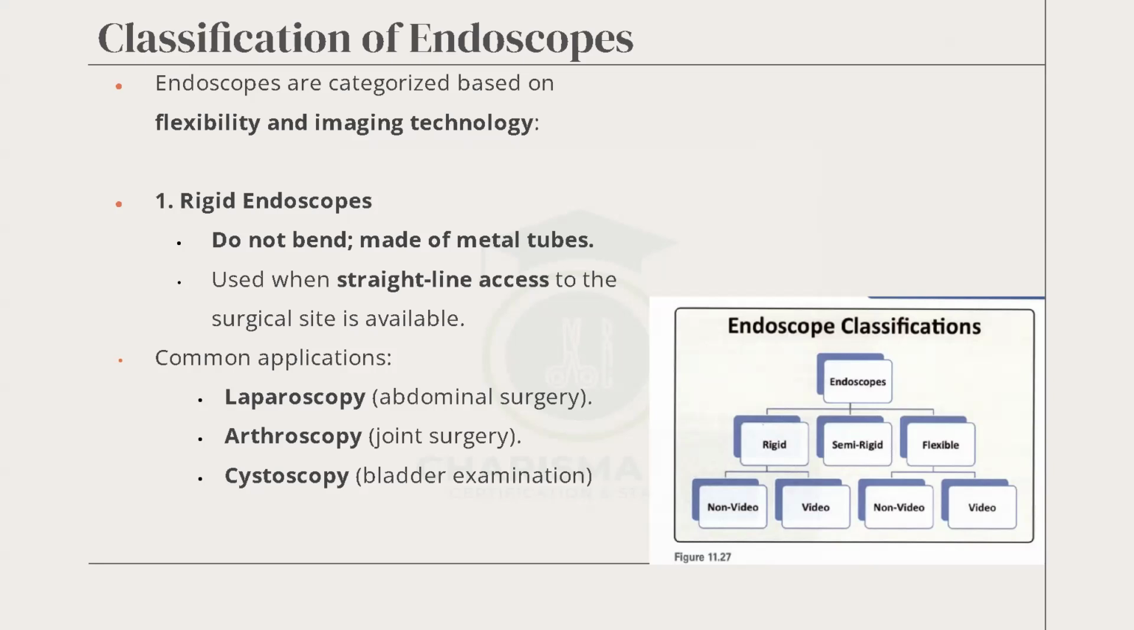And then the rigid, as the word means, is stiff. You cannot bend it. You bend it, you break it. Do not bend. It is made of metal tubes. Used when straight line access to the surgical site is available. So their usages are different. The flexibles are used differently from the rigid or semi-rigid.